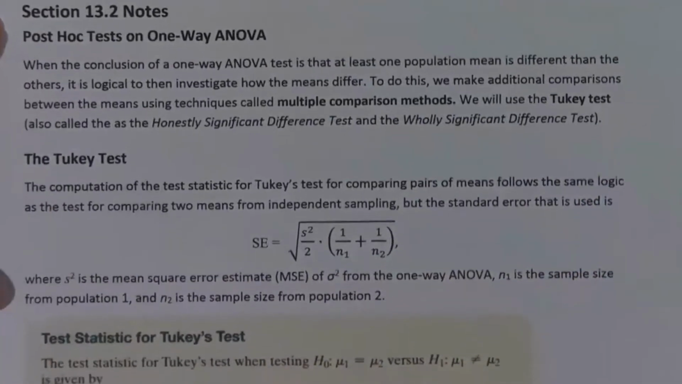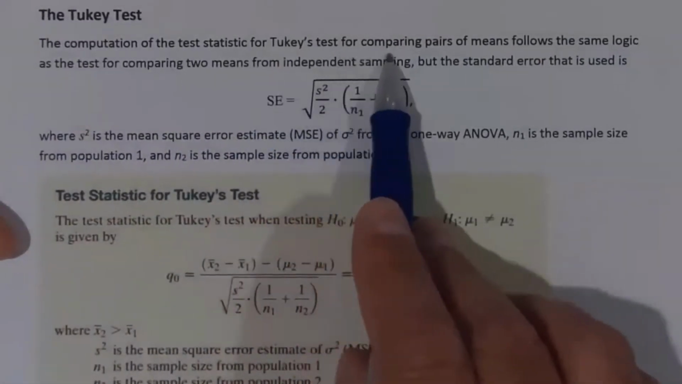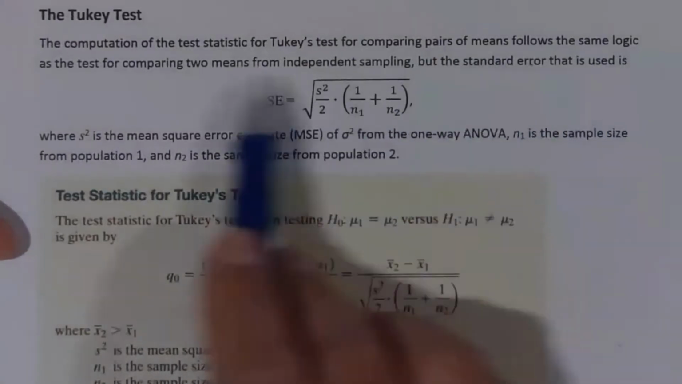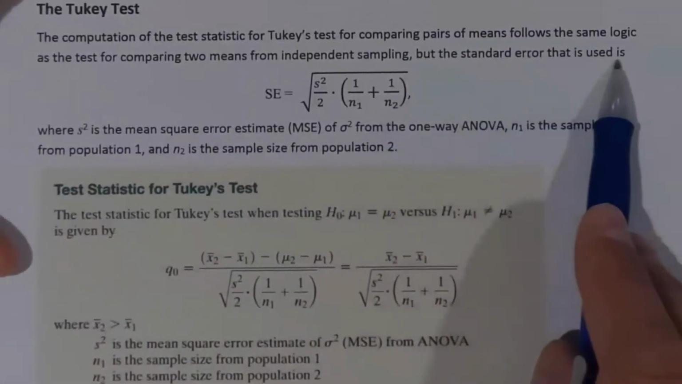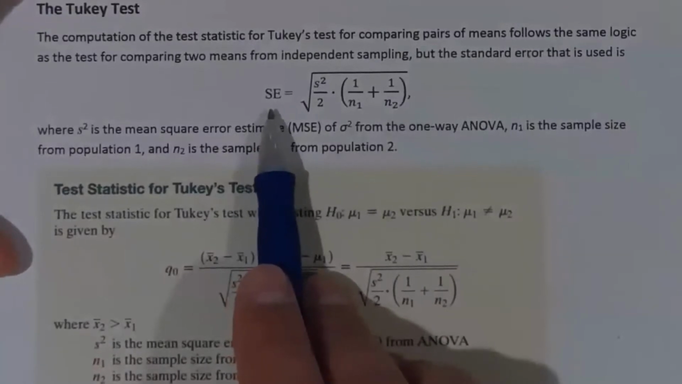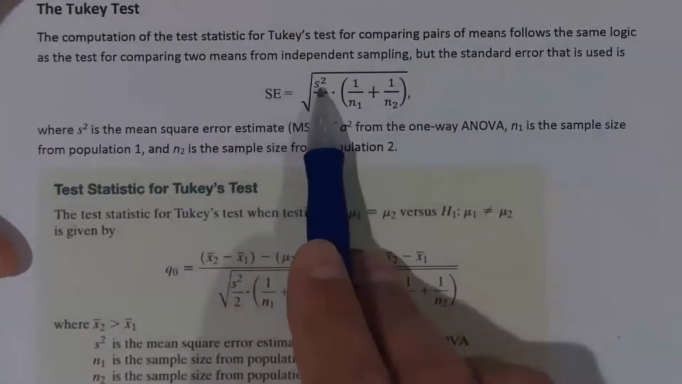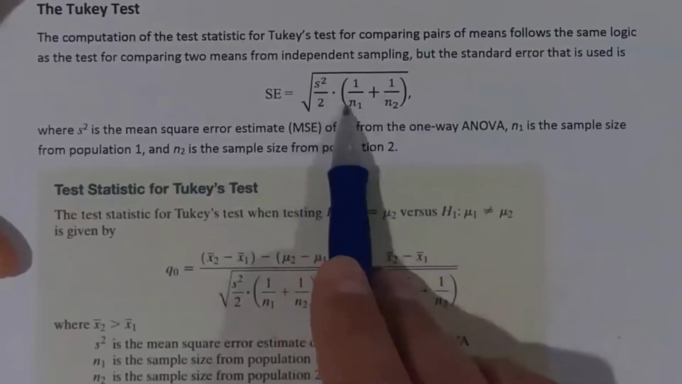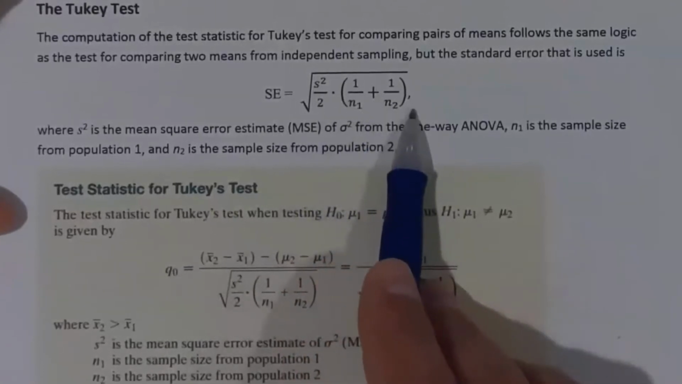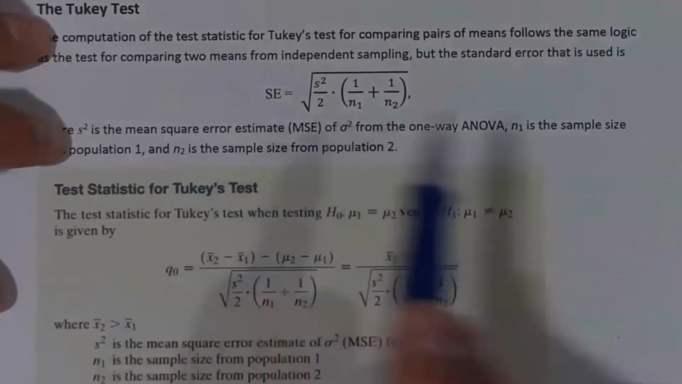So what is the Tukey test? The computation of the test statistic for Tukey's test for comparing pairs of means follows the same logic as the test for comparing two means from independent sampling, but the standard error that is used is, in other words like the standard deviation, abbreviated SE, and that's going to equal the square root of S squared divided by 2 times 1 over N1 plus 1 over N2, where S squared is the mean square error estimate, or the MSE. So keep that in mind.